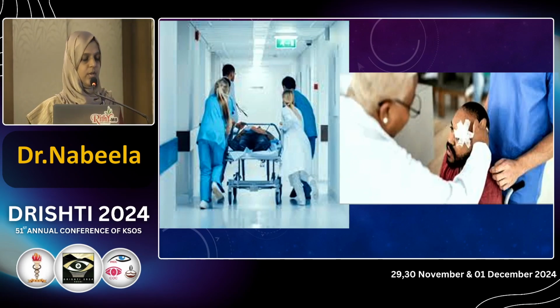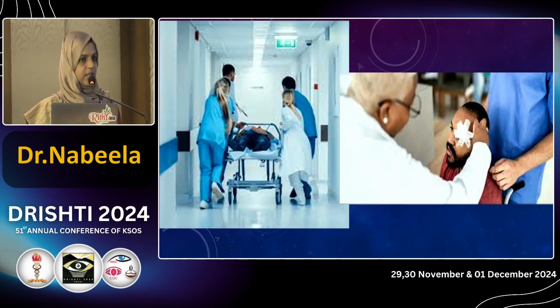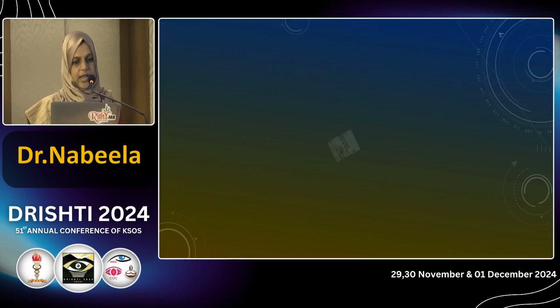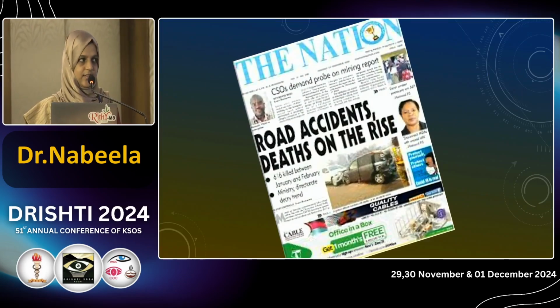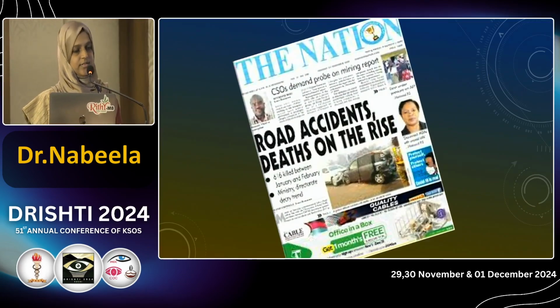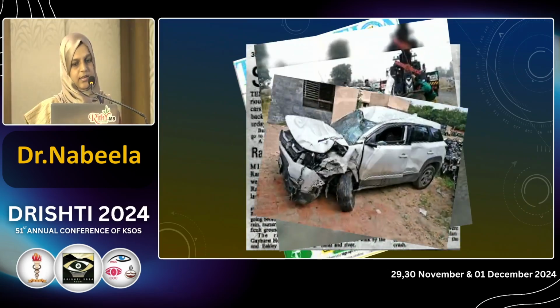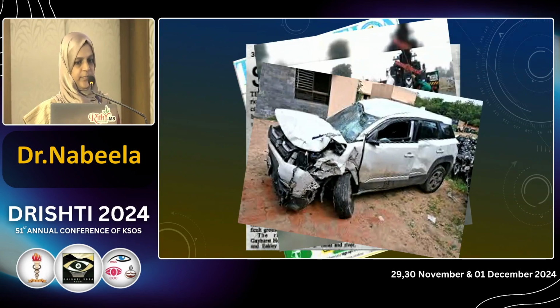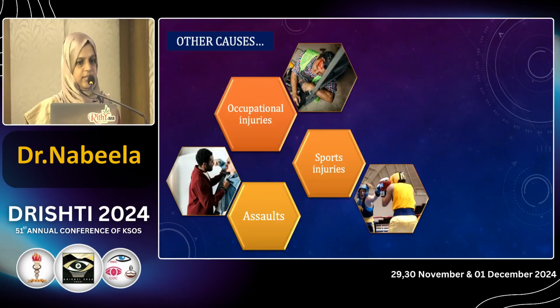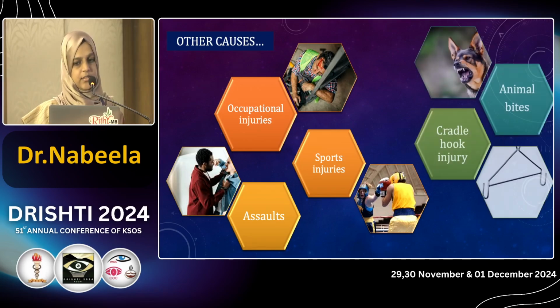So, as we all know, ocular trauma is one of the major etiologies for monocular visual impairment. And tragic headlines like these are very often seen on our waking up mornings, right? And sights like these are not unusual on our day to day travel. And not only road traffic accidents, we have other causes for ocular trauma such as occupational injuries, sport injuries, and assaults. And in case of children, we have animal bites and cradle hook injuries as more common causes.